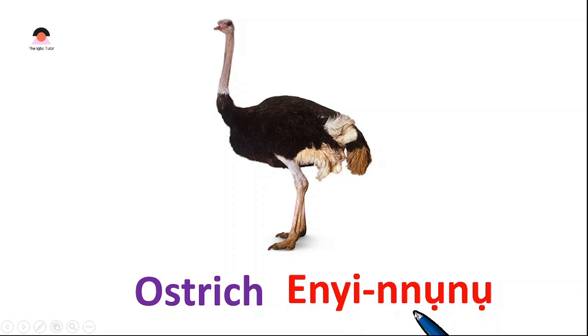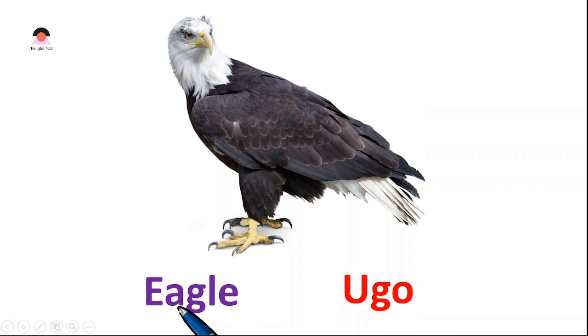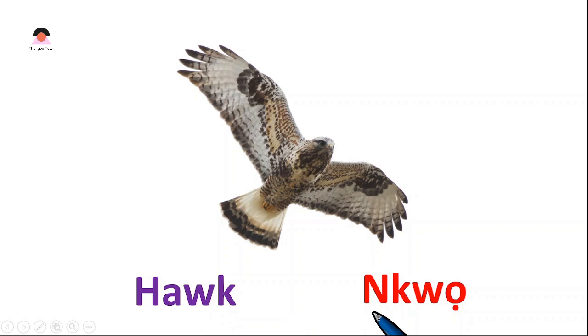The next is eagle. We call it Ugo in Igbo language. Next is hawk. We call that Nkwo in Igbo language. That is hawk for you.